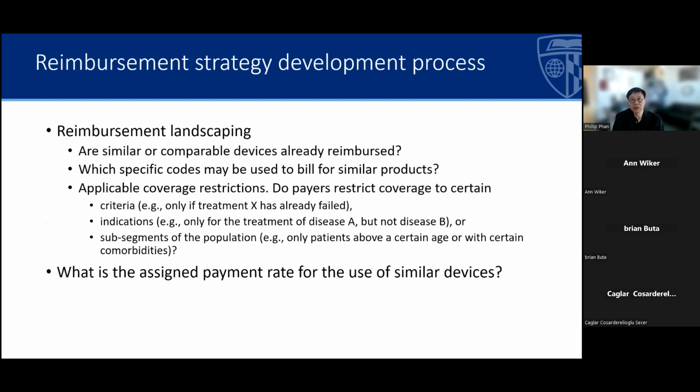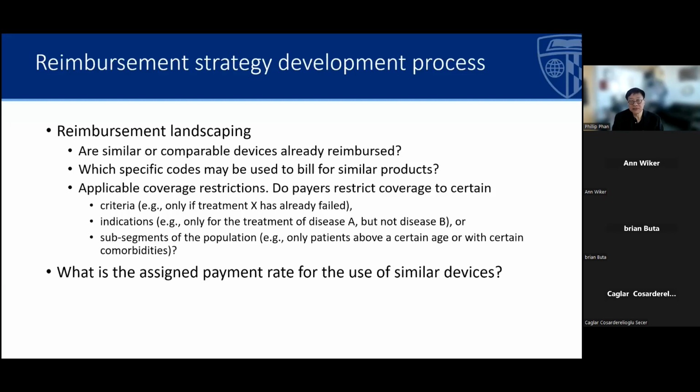So the first step is to do what is called a reimbursement landscape or reimbursement landscaping. And here are some questions that you need to ask, right? So are similar or comparable devices already being reimbursed? The best thing is to find out that there are comparable devices or therapies or care models that are already reimbursed. So there is a basis for you to make an argument that you can simply piggyback on that coverage.